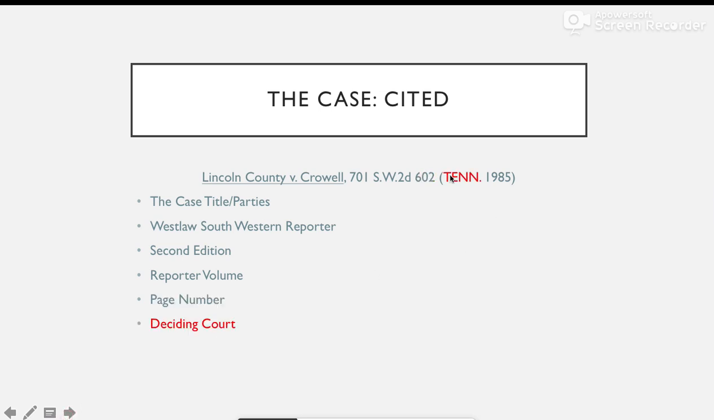We see here that it was decided in the Tennessee Supreme Court. As we know, whenever you just see the state there, Tenn. for Tennessee, that means it went to the highest court in that jurisdiction, which is the Tennessee Supreme Court, and it was decided in 1985. And that's what we have here.